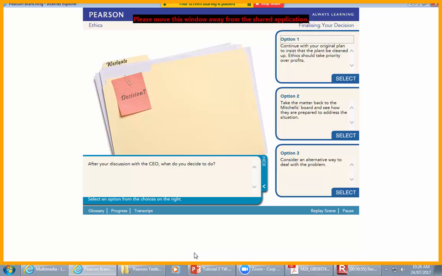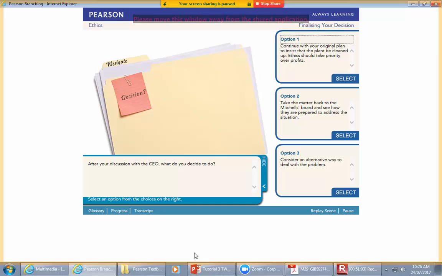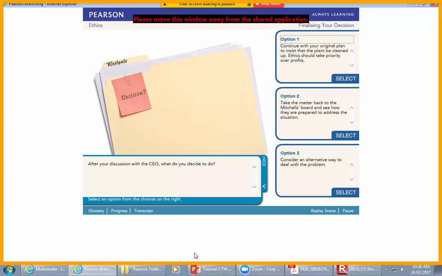So, either continue with your original plan and insist that the plant is cleaned up, or take the matter back to Mitchell's board and see how they are prepared to address the situation. So it's not my problem. Well, how about I externalize it? Let me not be the decision maker. You make the decision. Or consider an alternative way to deal with the problem.